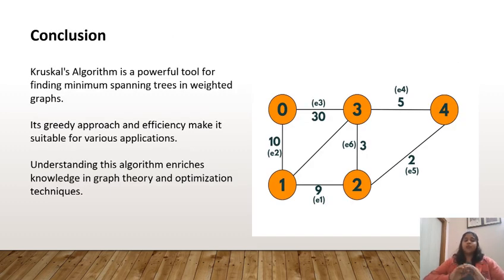So finally, let's see the conclusion of Kruskal's algorithm. Kruskal's algorithm is a powerful tool for finding the minimum spanning tree of a weighted graph. Its greedy approach is effective and makes it suitable for various applications. Understanding this algorithm enriches the knowledge of graph theory and optimization techniques. So this is the conclusion of Kruskal's algorithm.